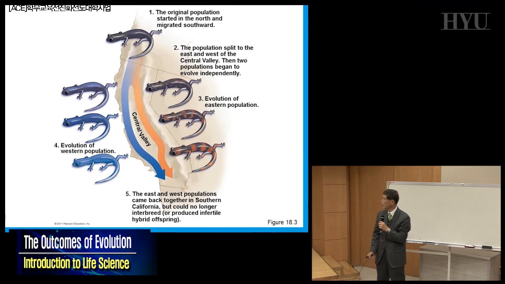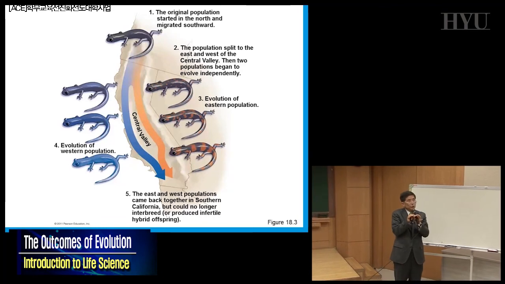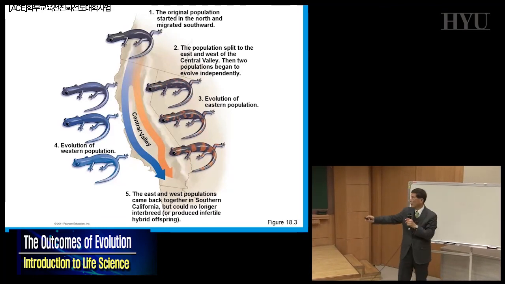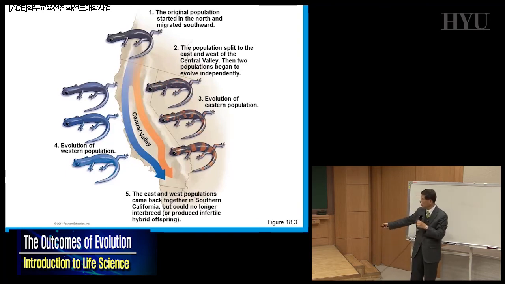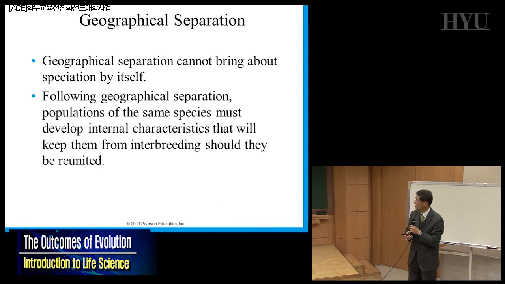Example, this salamander was originally one species. And somehow they migrated through California. But then two subpopulations took different paths. One population goes to the coast, the other is inland. They go through a lot of change. At the end, a long time has passed, and they meet each other, and they don't breed with each other. Now you have two different species. It's called allopatric speciation. So the main idea is geographical separation.